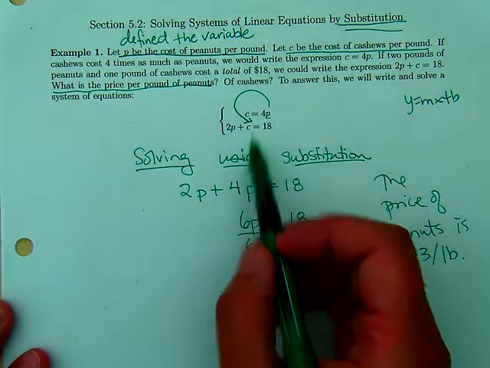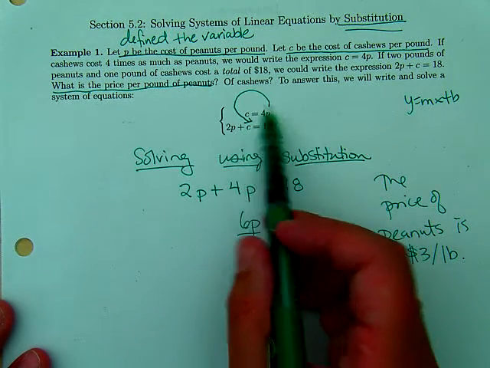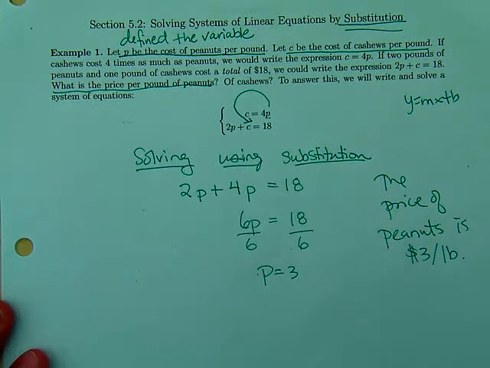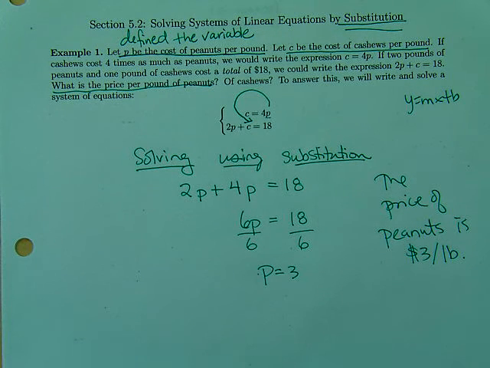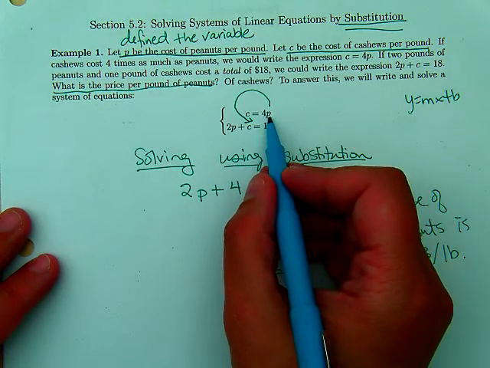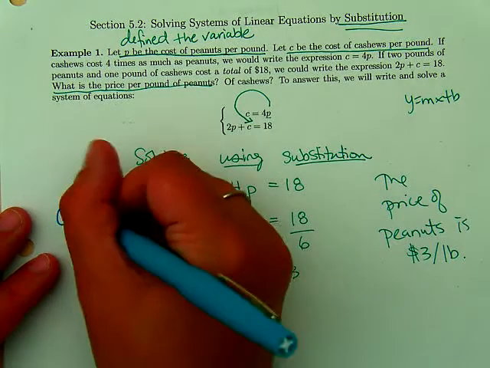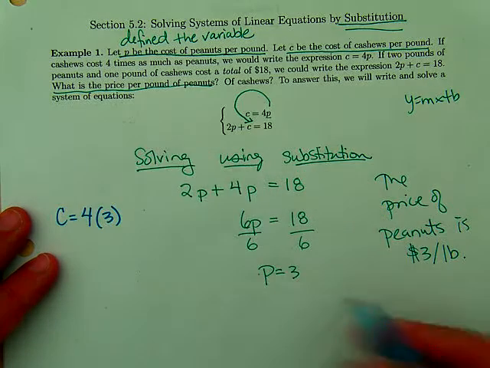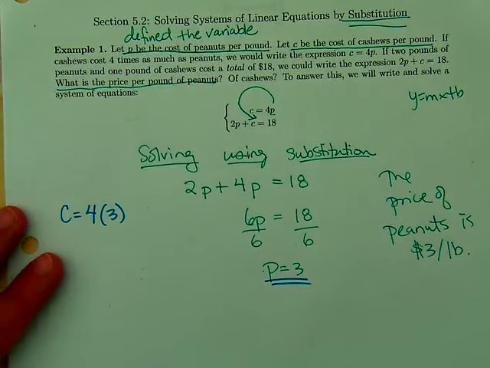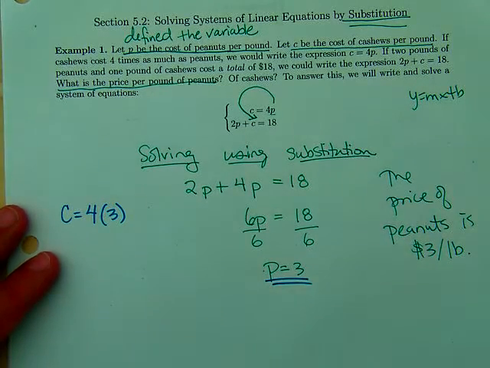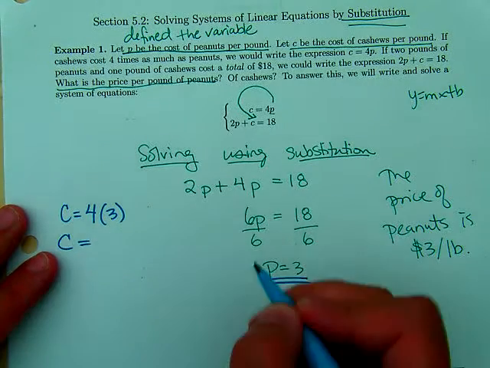I know their relationship here, so why don't I go ahead and find C? Now, what I like to do, I like to be as efficient as possible. I need you to check them in both, but I'm going to show you kind of a workaround where you can check and find C at the same time, right? So if I plug in 3 for P, I'm going to get C equals 4 times 3. Because we already know that P is equal to 3. So that's basically a substitution too, isn't it? Cashews cost how much per pound?